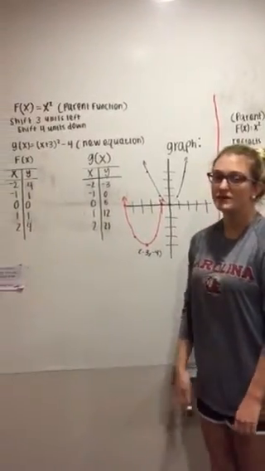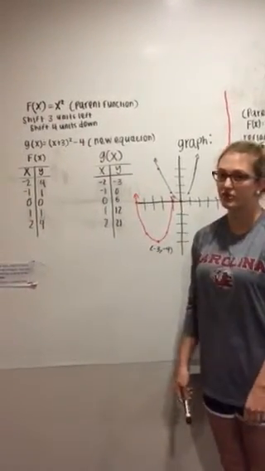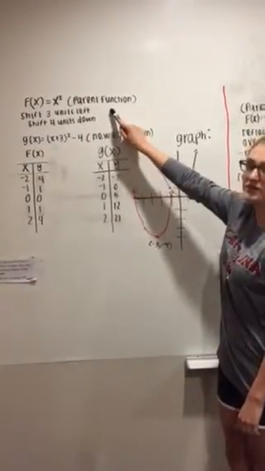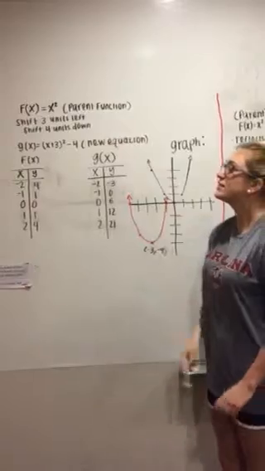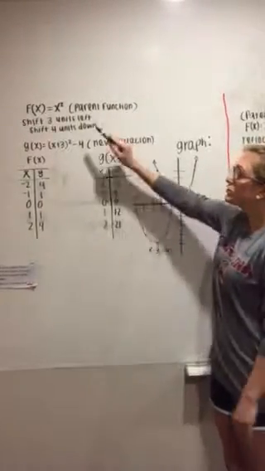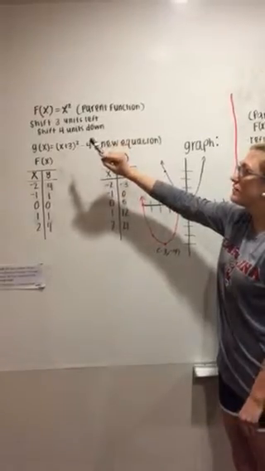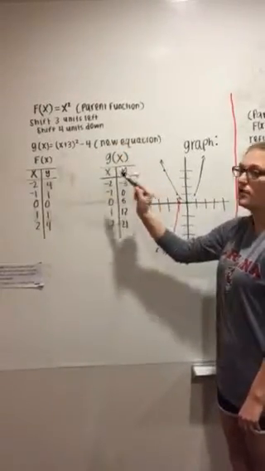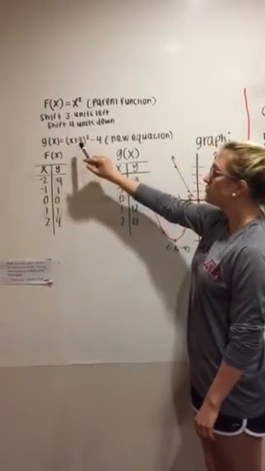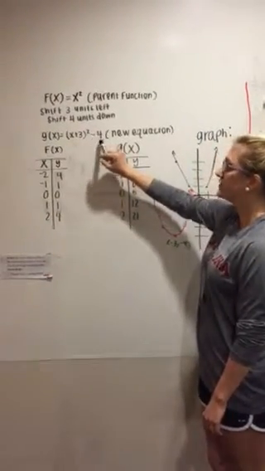I'm Sloane Greer, and today I'm going to be teaching you about function transformations. The function I use today is f(x) = x², which is the parent function. And we are going to shift that 3 units to the left and 4 units down. Our new equation is g(x) = (x + 3)² − 4.